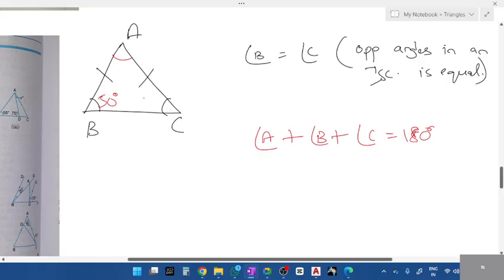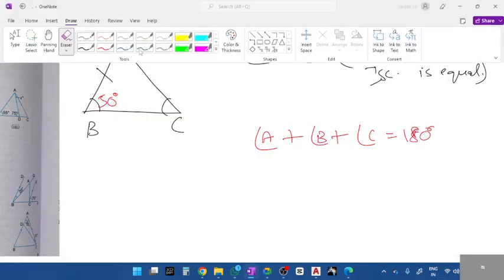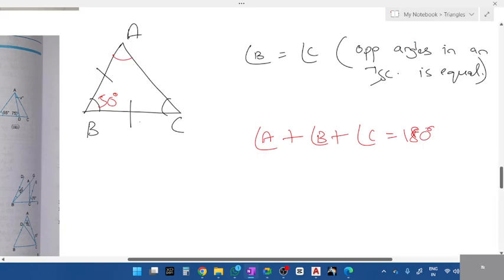So first you'll have to check what kind of triangle this is. This is an isosceles triangle. If B is 50 degrees, they'll give you the markings. They'll give you markings like this or like this. Now tell me which two sides are equal.